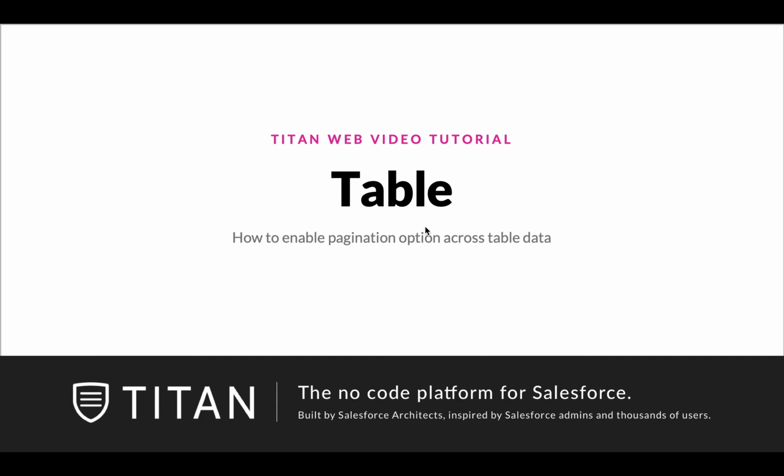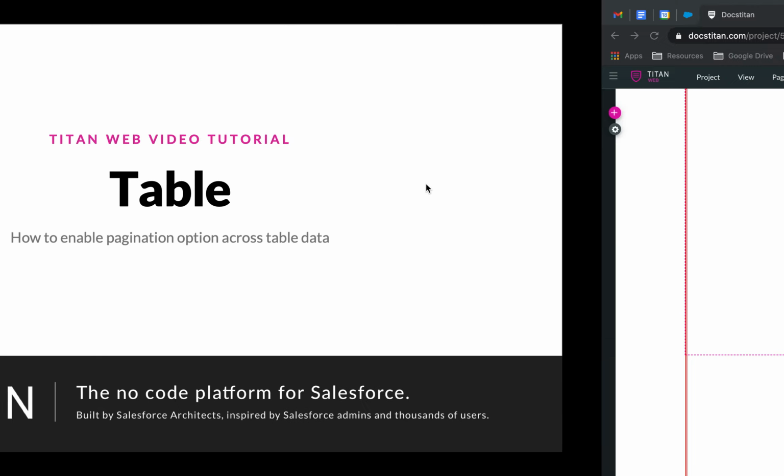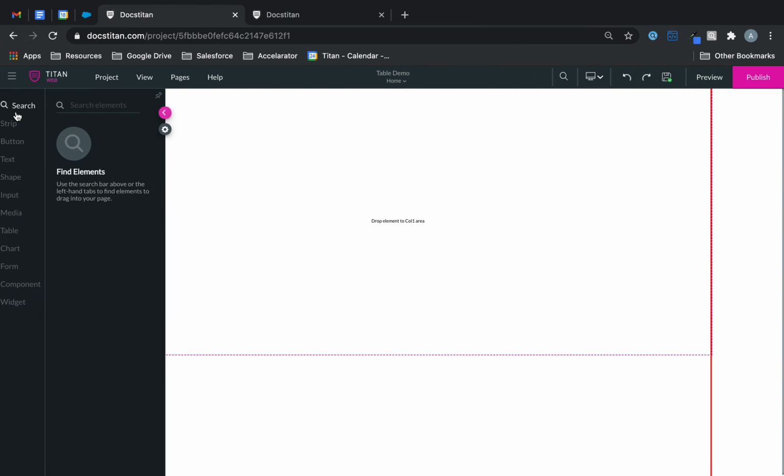In this video, we'll show you how to enable pagination option across table data. Why do you need this functionality? Well, let's take an example. You're bringing 1,000 records into a table, and you don't want to make your table stretch all the way down the page. Rather, you just want to show 50 records per page. So this is an excellent functionality for that.